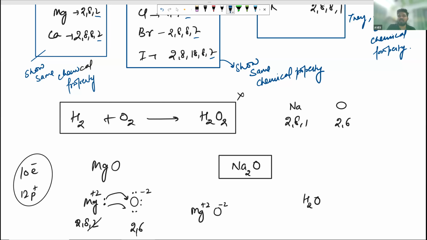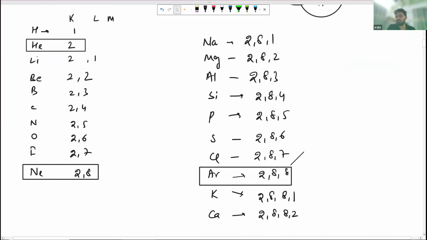Check here, this is the electronic configuration of the first 20 elements. Dear students, have you noted the electronic configuration of the first 20 elements in your chemistry copy? Nabila and Arya, are you there? No, sir. Please note it down. These are the shells.